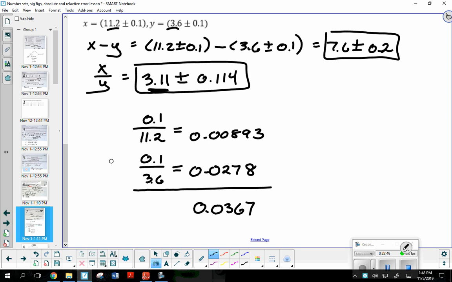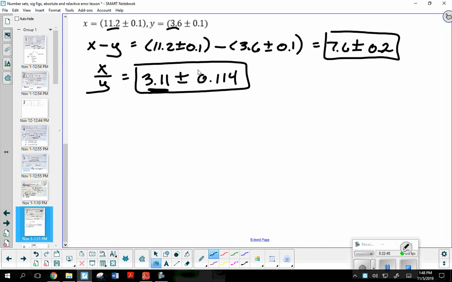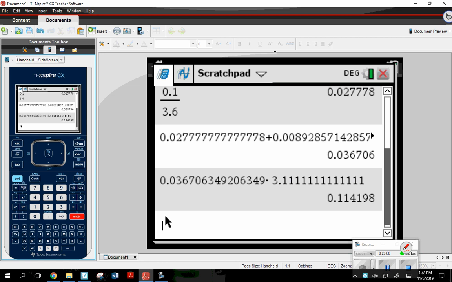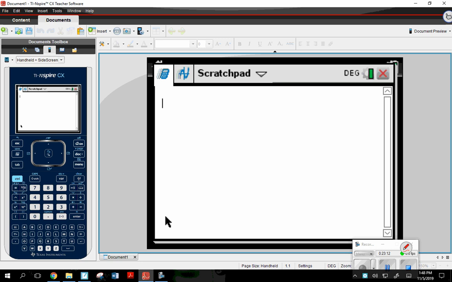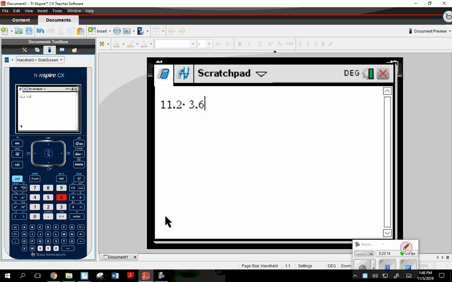Okay, so let's try this one together. Let's say I want x times y. So 11.2 plus or minus 0.1, and I'm going to multiply that by 3.6 plus or minus 0.1. I'm going to start all over again. So you guys walk me through this. What's first? I actually need the exact values. So 11.2 times 3.6, what am I going to end up with? Let's say 40.32.